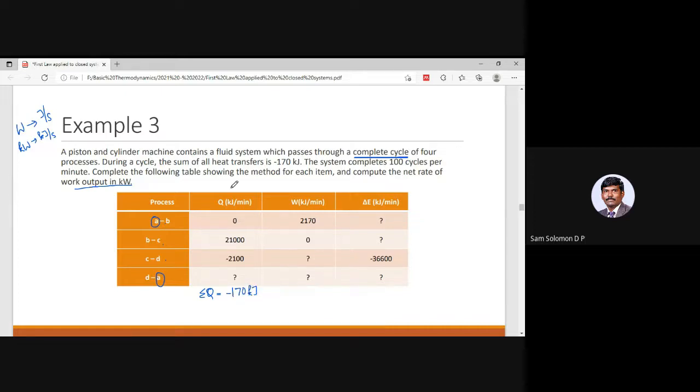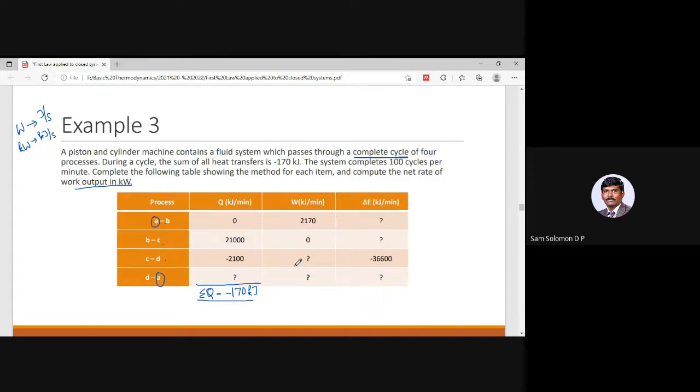Please be very careful. Here in the table, everywhere the unit is kilojoule per minute, but when they have given you the value of summation of Q, it is minus 170 kilojoule and not kilojoule per minute. Okay, so you have to be very careful with the units. Though this problem is very easy, sometimes students overlook these units and they end up getting a wrong answer at the end of the problem without concentrating on the units that are given in the table.